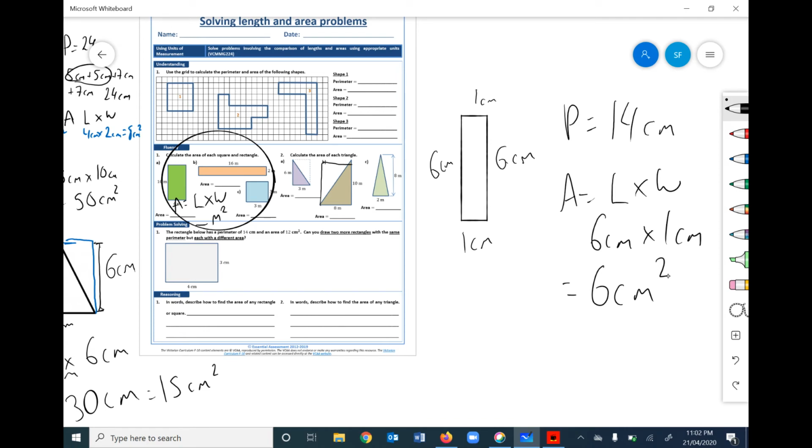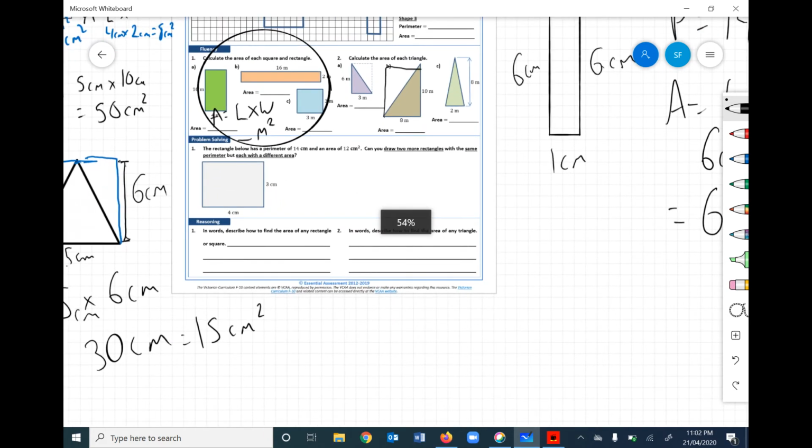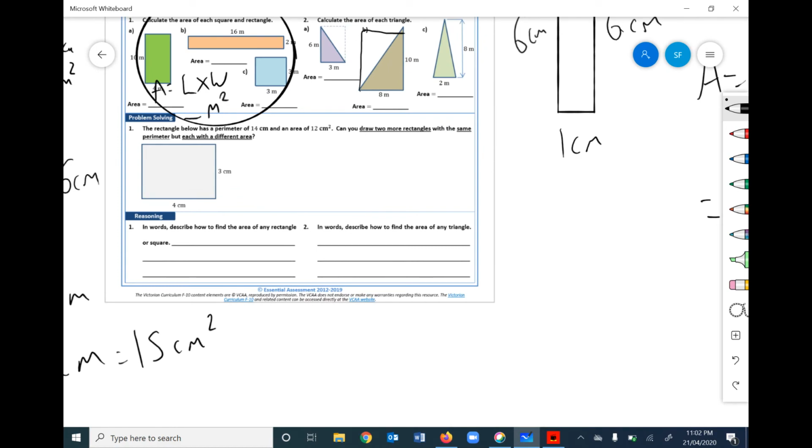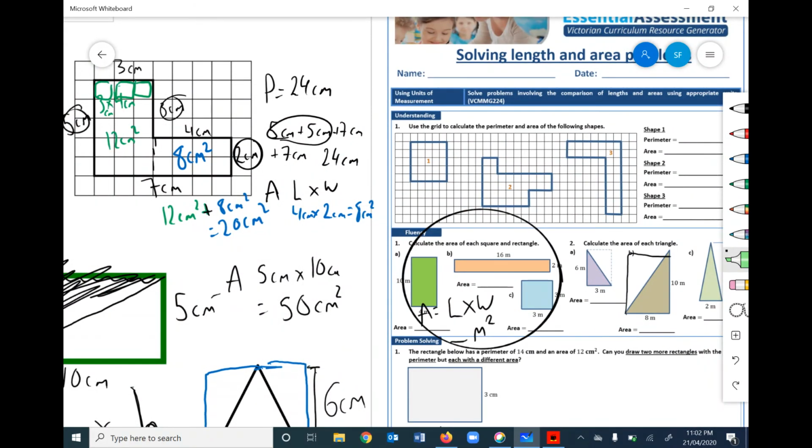The last little bit of the worksheet is pretty straightforward. It says, in words describe how you find the area of a rectangle or square. In words describe how you can find the area of a triangle. I believe that I've done enough of that for you to write that in your own words. You can always listen back over the video for that to happen.